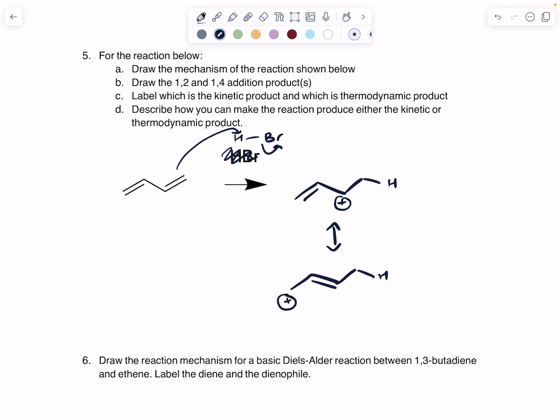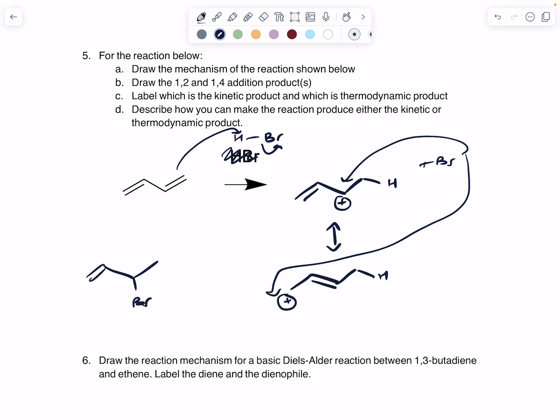So this would be my two, after the hydrogen adds, you get these two resonance structures. So in reality, the structure is an average of these two together. And then the Br minus can attack either here or it can attack there. And so you get these two products. This is the 1,2 product, and this is the 1,4 product.